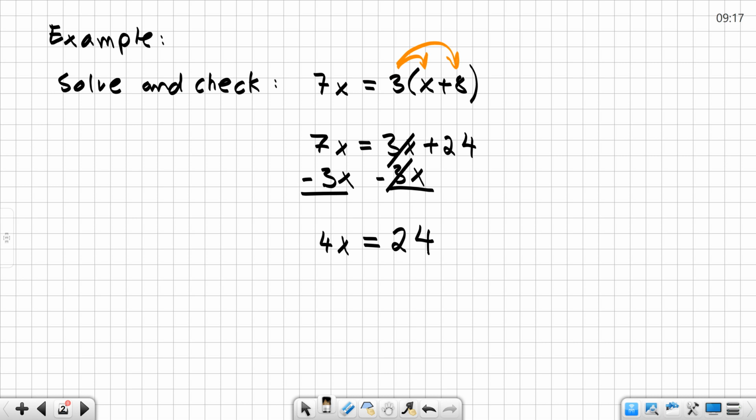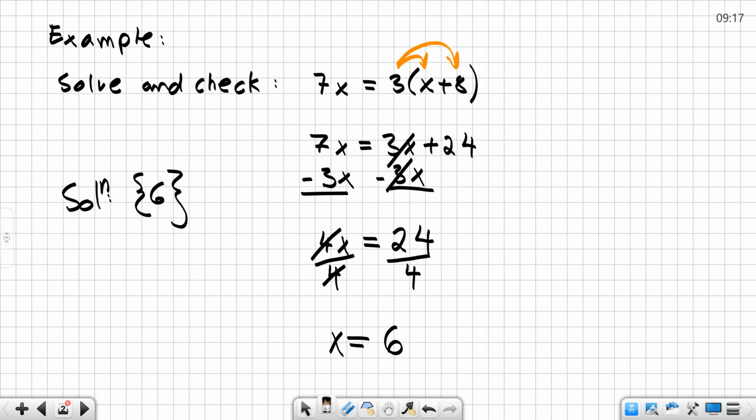This is when I am now entering step 3. I am isolating my variable. I do not want to know how many 4x is equal to. I want to know how much is 1x. So I take the leading coefficient 4 and I just divide both sides by 4. 4 cancels out. X is equal to 24 divided by 4 is 6. And that means now that the solution set consists out of one number, the number 6.